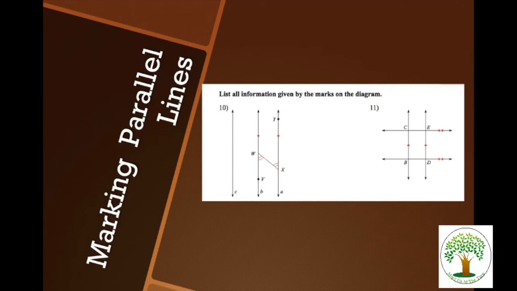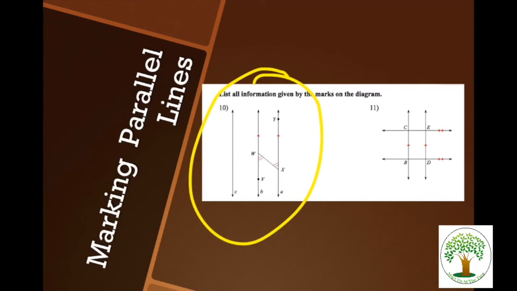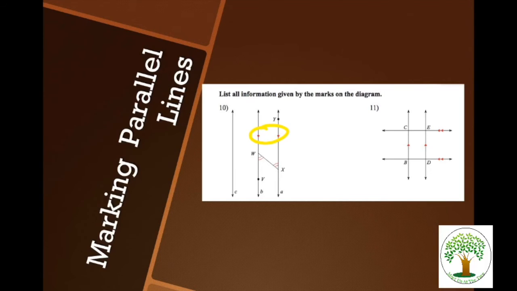All right, now we have these marking parallel lines. And on this side over here, we have some red arrows that indicate that those are parallel. So we're going to write that those are parallel. And this is line B and A. So B is parallel to A.